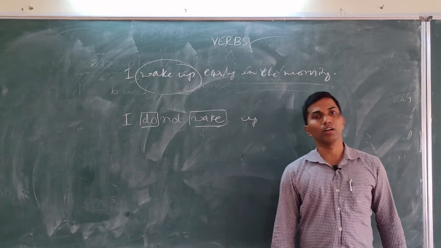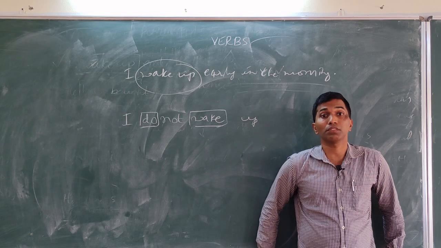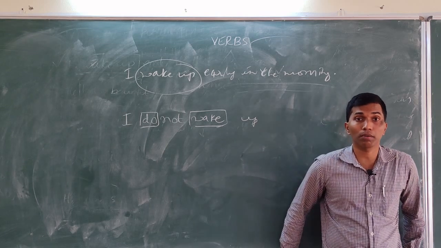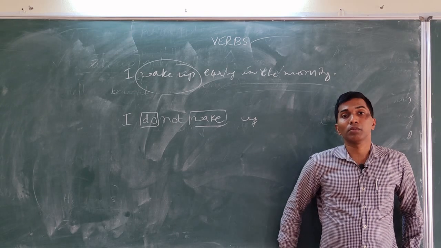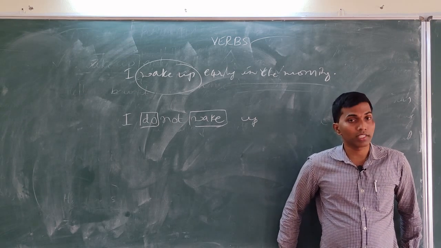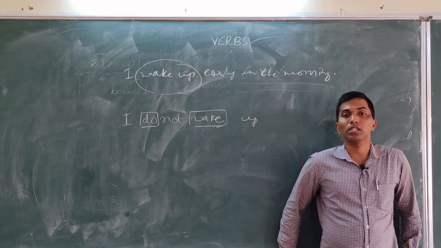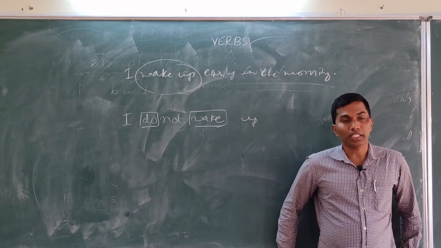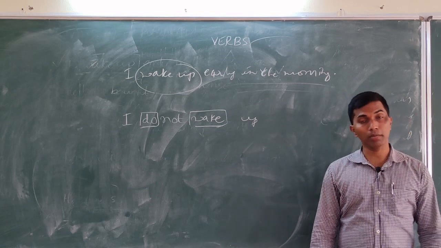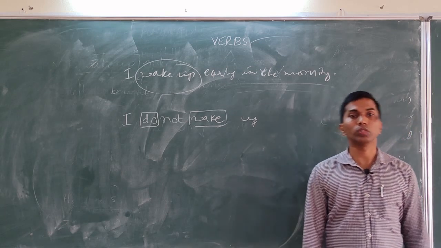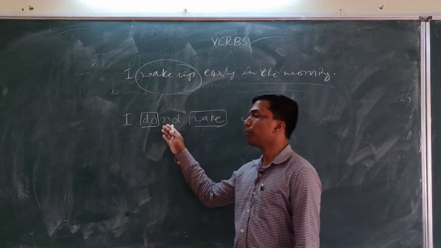Do forms help main verbs to form particular tenses. Have forms help main verbs to form perfect tenses, either the present perfect or the past perfect. Be forms help main verbs to form continuous tenses. Be forms are is, am, are, was, were, for the present perfect continuous tense or past perfect continuous tense. That's why they are visible all the time. The only primary helping verb that is invisible is the do form.